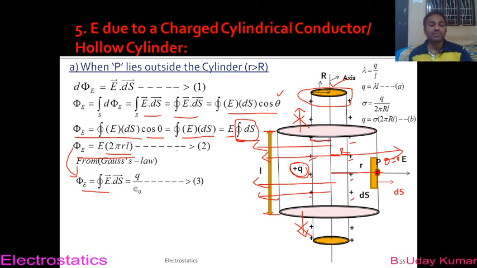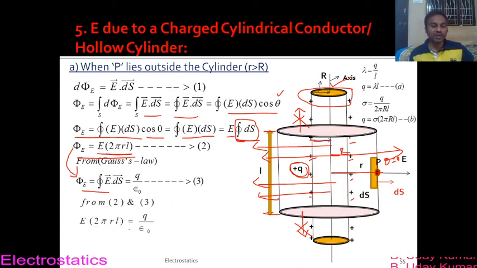So now substitute 2 in 3. If I substitute it, on the left hand side you get E times 2 pi R L, which will be equal to Q by epsilon 0. So from 2 and 3 I can write E times 2 pi R L is equal to Q by epsilon 0.